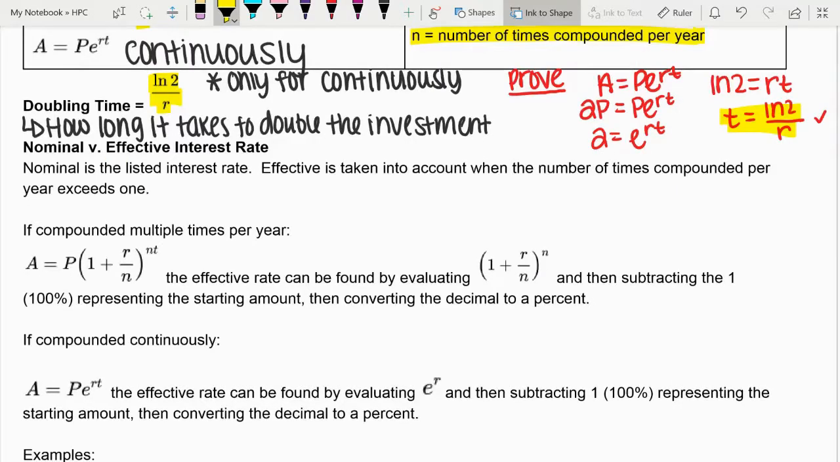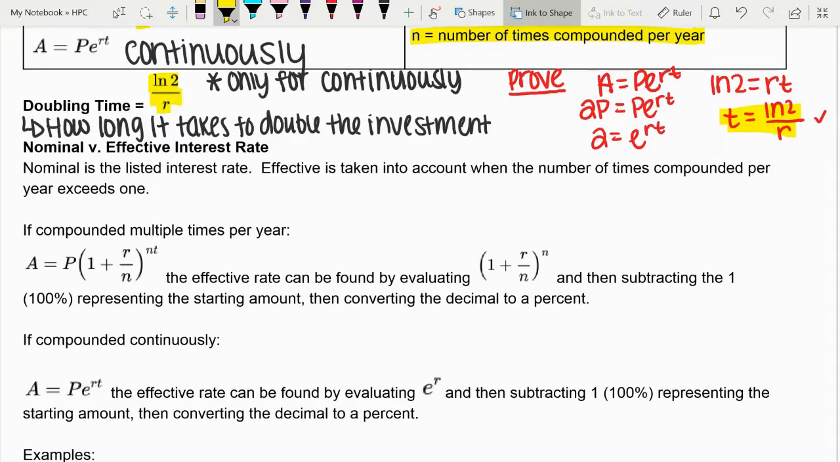Okay, next we have nominal versus effective interest rate. So nominal is the listed interest rate. Effective is taken into account when the number of times compounded per year exceeds 1. So if compounded multiple times per year, we're going to use our ending balance is equal to the principal times 1 plus R divided by N raised to the power of N times T.